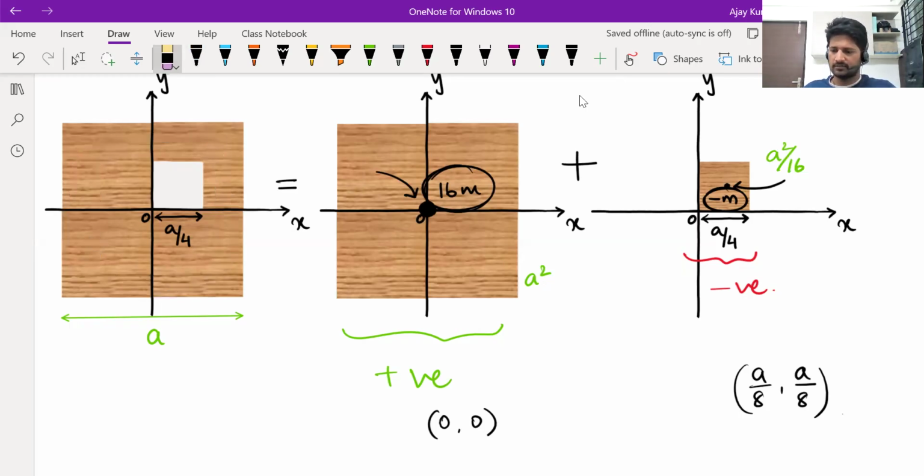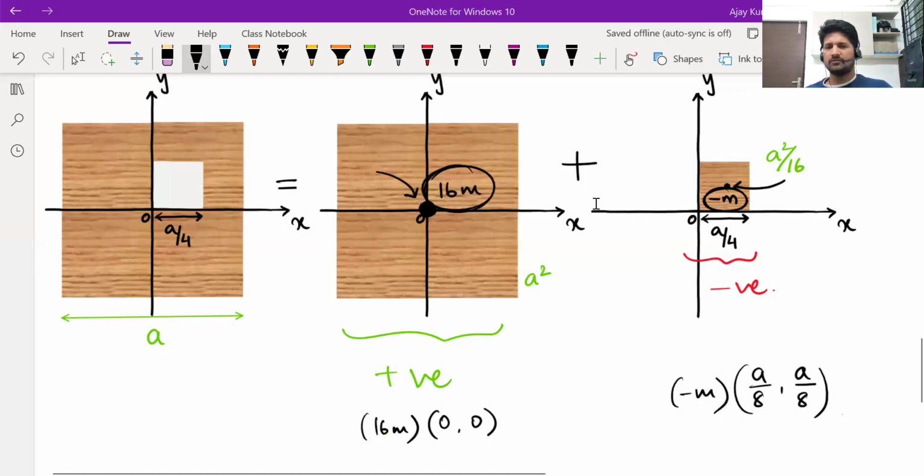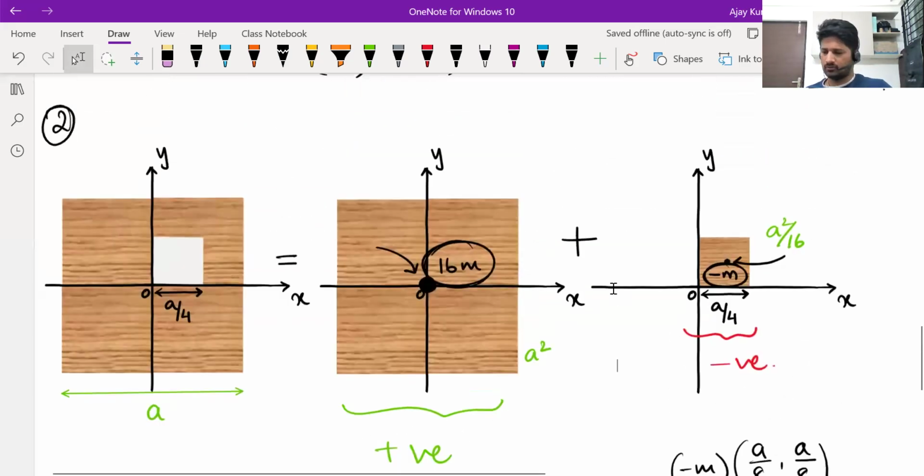Yusuf, did you understand? So 16m is at 0, 0, minus m is at a by 8, a by 8. That's all. After that, you just have to apply the formula for position of center of mass and solve: m1 x1 plus m2 x2 by m1 plus m2. I'll leave the remaining part. You can solve it on your own.